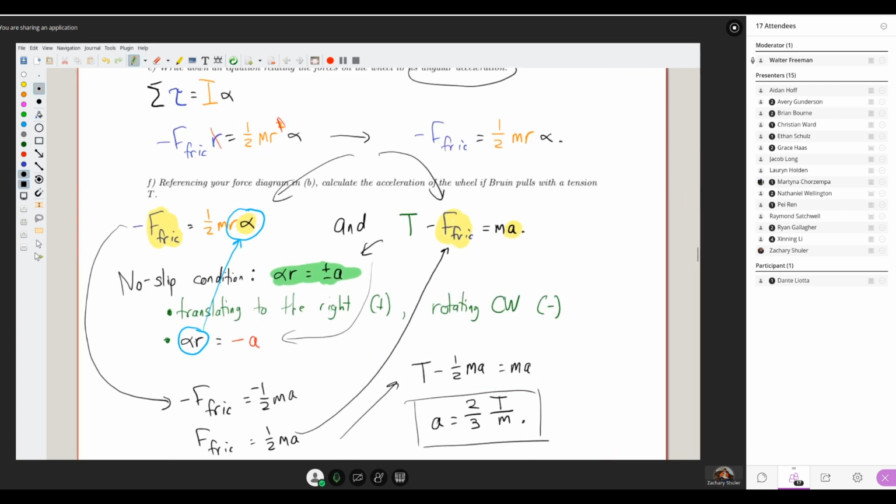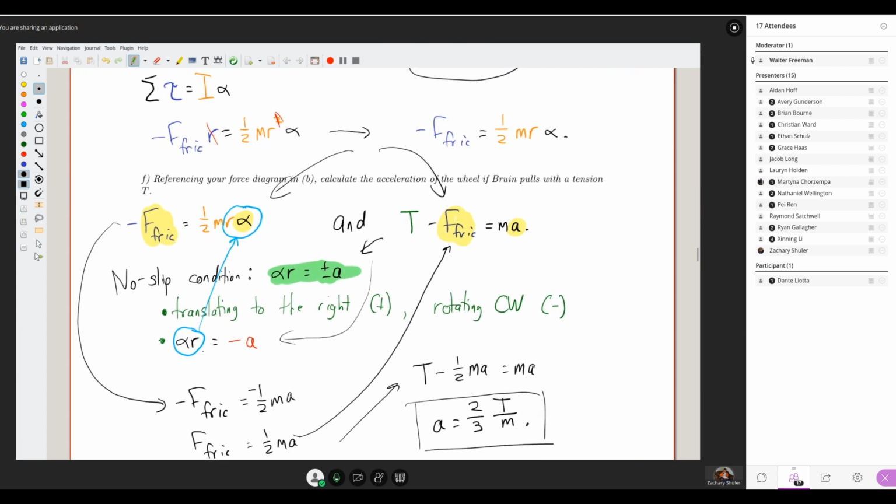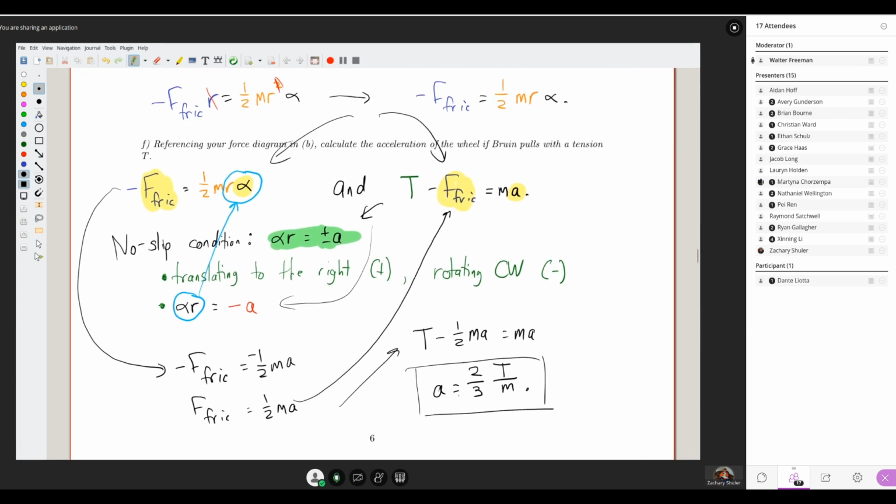Once we figured that out, then we have three equations and three unknowns. So we were able to take the torque equation for rotational motion and substitute in r alpha for a, and that gets us down to two equations that relate the tension, the force of friction, and the acceleration. So we solve for the force of friction, we plug it in there, and then we find the acceleration in terms of the tension and the mass. So that's the approach to that problem.